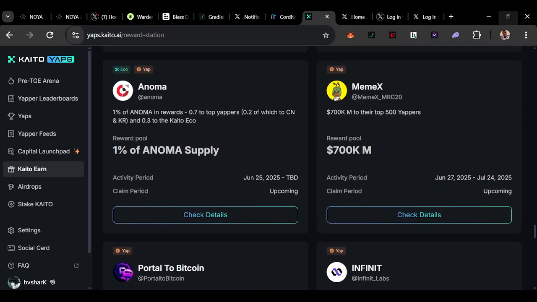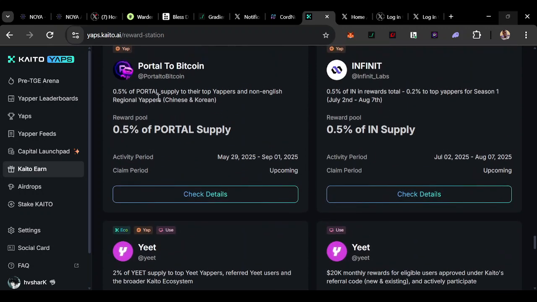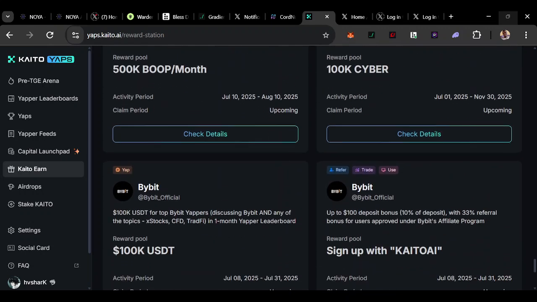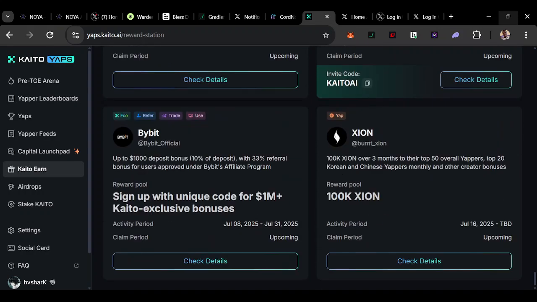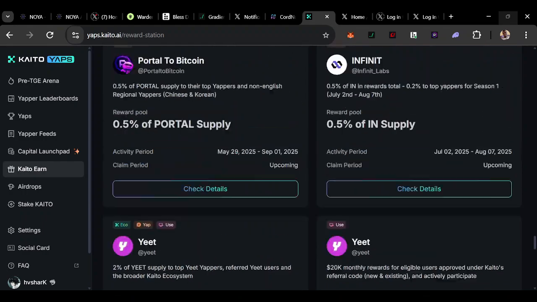So check it out. Then another one is Anoma. Anoma supply is also a very good pay. So look at this one that says Memex. So check it out. This Memex is also ending on 24th, which is about 3 days from now. You can still maybe yap one or two. So this one is giving 0.5 and so on and so forth. So I'm looking at the best projects out there. So these are my best.